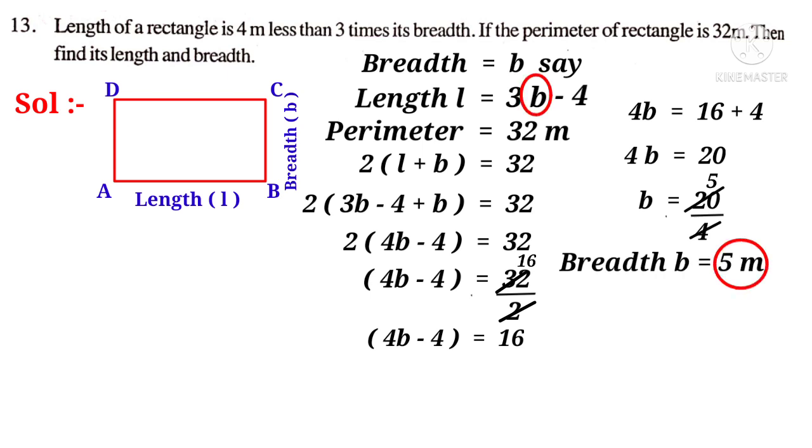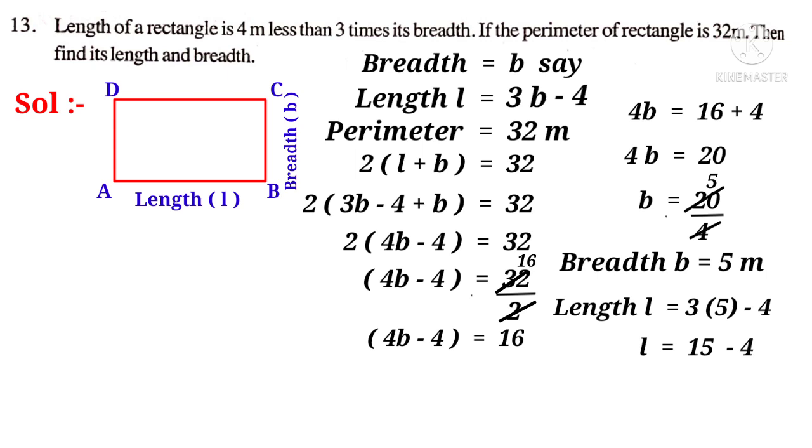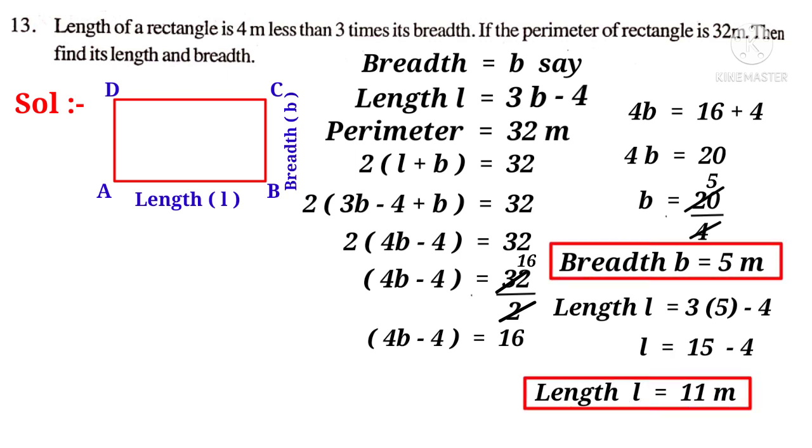Now put 5 in place of b. Then length L is equal to 3 into 5 minus 4. So L is equal to 15 minus 4, because 3 into 5 is 15. Therefore length L is equal to 11 meters, because 15 minus 4 is equal to 11 meters. So we found the length L is equal to 11 meters and breadth B is equal to 5 meters.